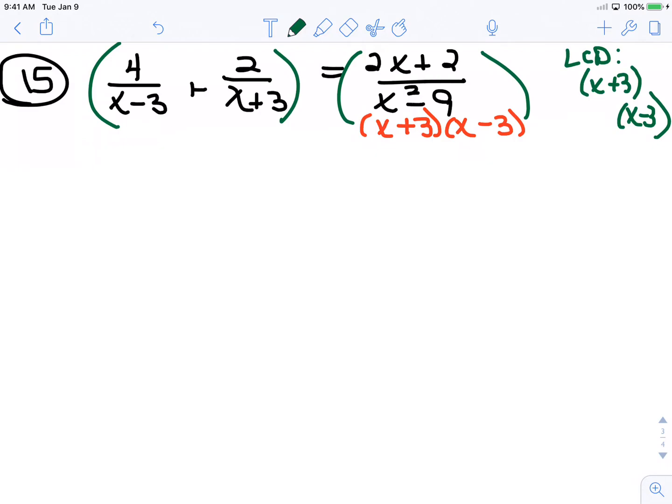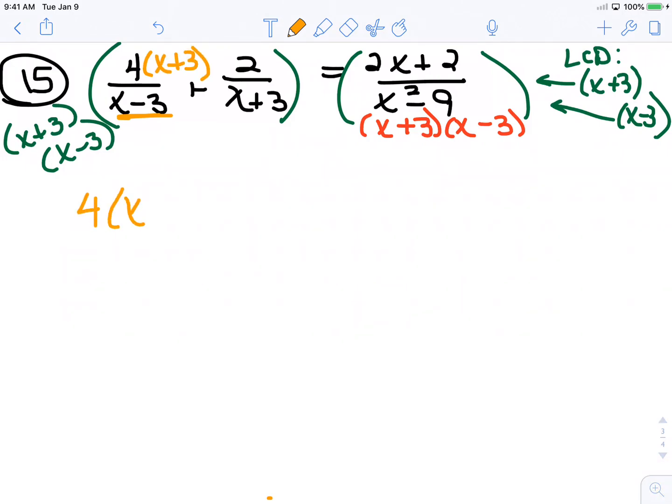So again, using the process we did above, multiplying the entire left part of the equation, both of those, by the least common denominator, and then multiplying the right by the least common denominator as well. And remember, we're applying the part that's missing to the numerator. So the first has the x minus 3, but it's missing the x plus 3. The second fraction has the x plus 3, it's missing the x minus 3, and it's a plus 2.